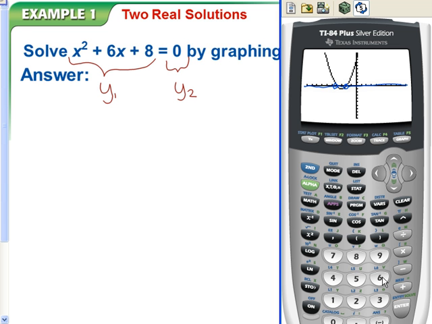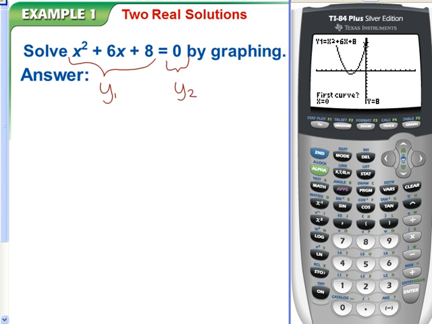So we can find a solution similar to how we did with systems of equations. We can just press second trace 5. Oh, I missed that. Try again. Second trace 5. And the first time we'll just hit enter, enter, enter. It tells us one of our answers is -2, 0.